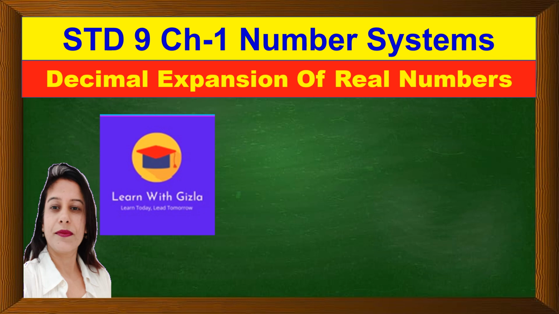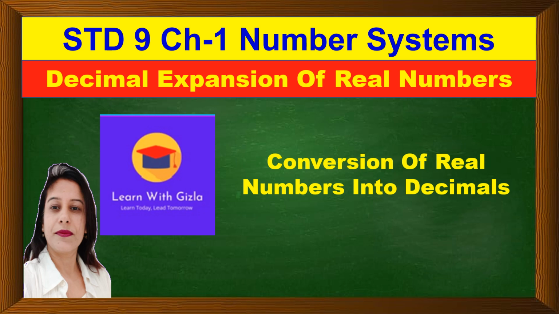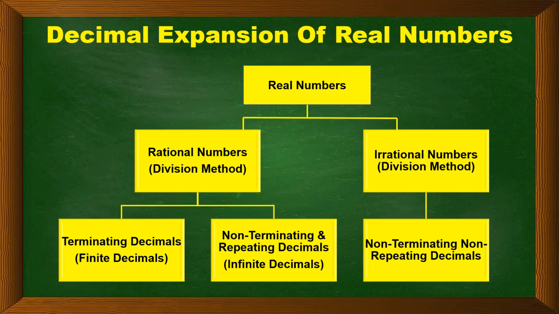In this video of number systems, we are going to learn about decimal expansion of real numbers and how to convert real numbers into decimals. So let's start. In the hierarchy of number systems, on the top we have real numbers. Real numbers consist of two types of numbers, that is rational numbers and irrational numbers. Now when we convert rational numbers into decimal form, we get two types of decimal expansion.